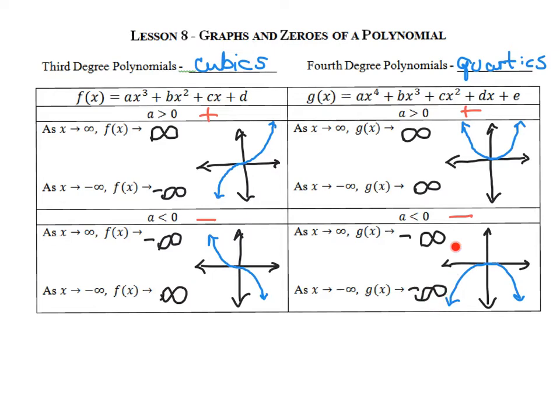And again, I see that correspondence for even exponents or even functions, the ends are going to match. What tells me which way it goes is that sign of the leading coefficient.